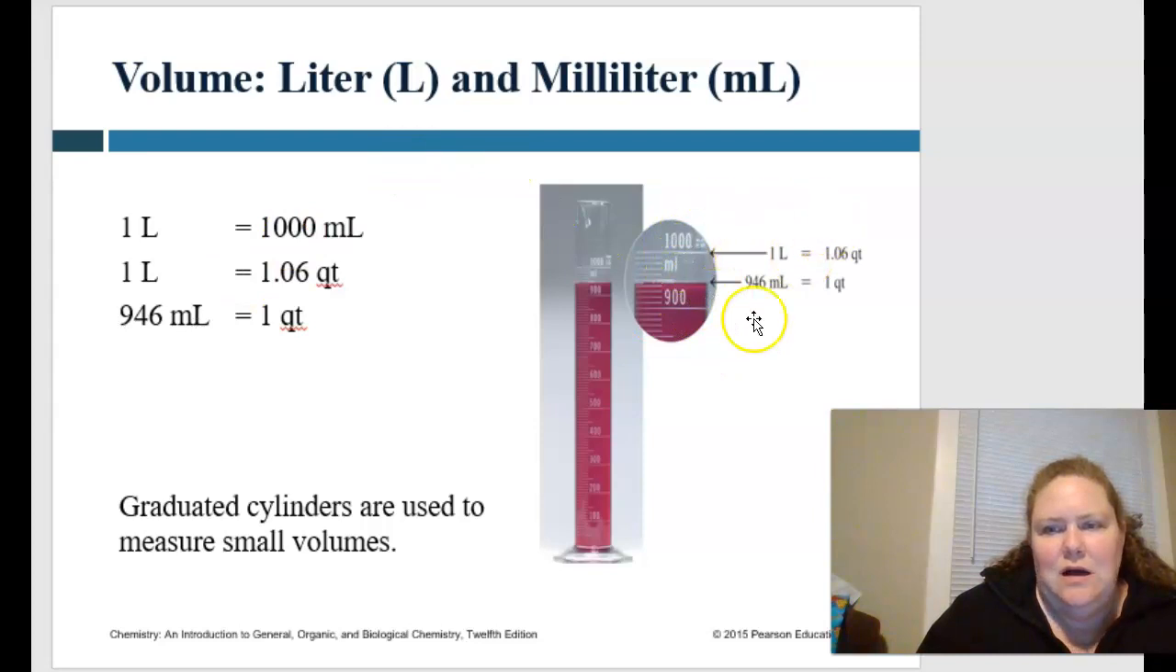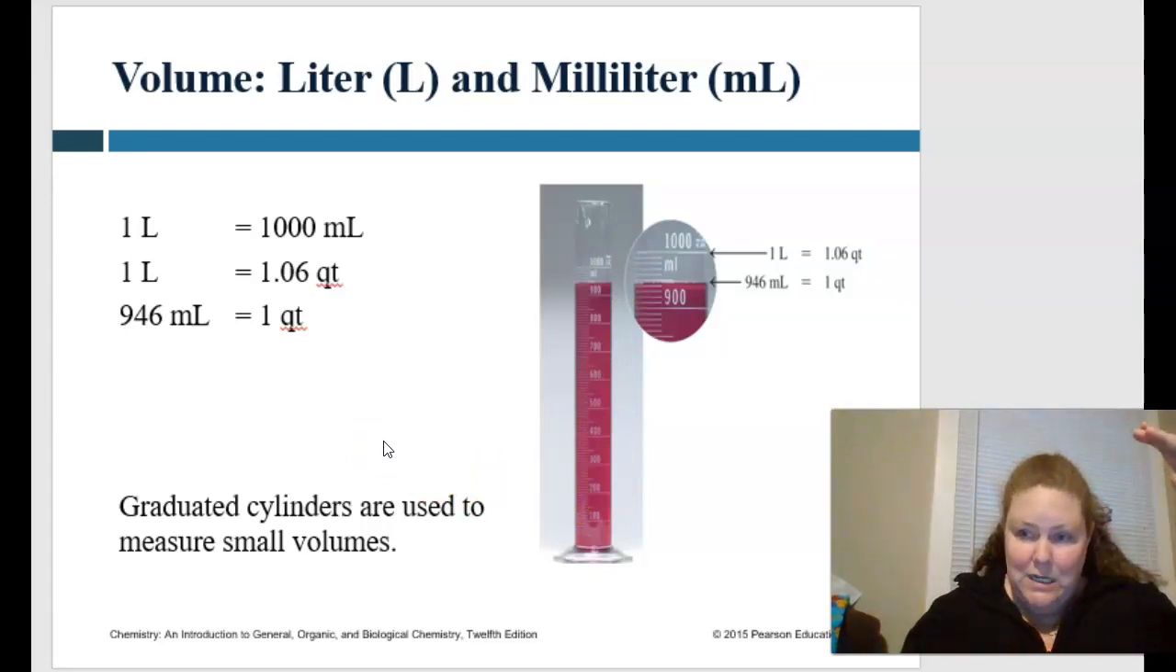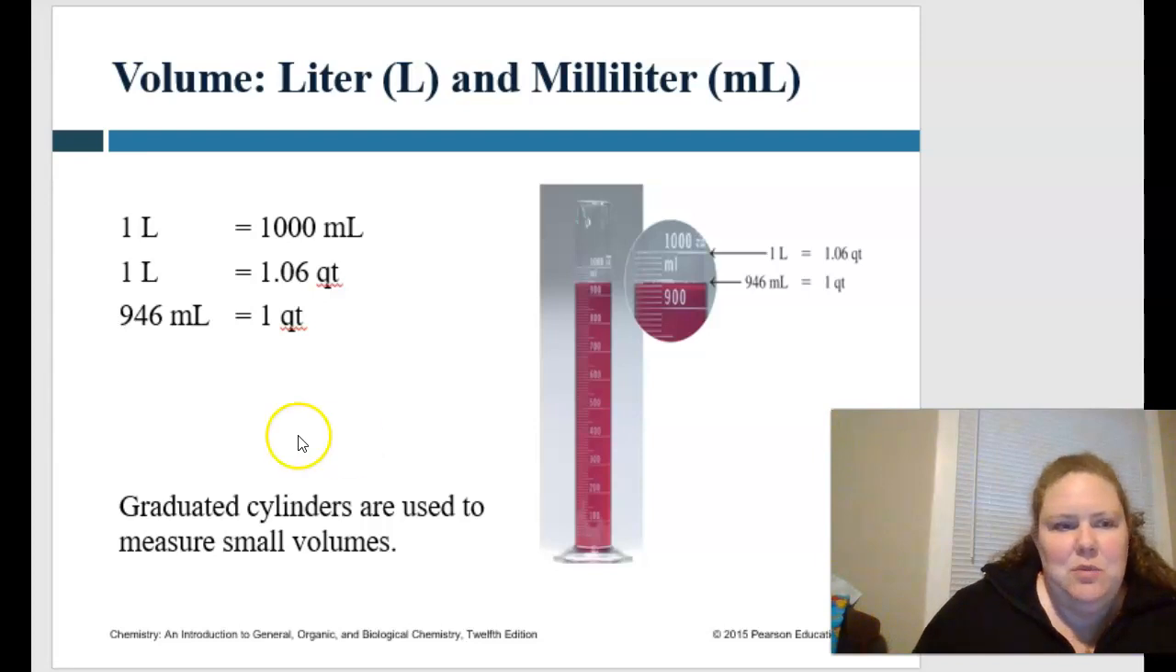Okay, so you can see also here the difference in what it would look like in a graduated cylinder. And what we do is we use these graduated cylinders to measure small volumes. Graduated just means that it has markings on them in a grade, and then cylinder is just the shape. Okay.